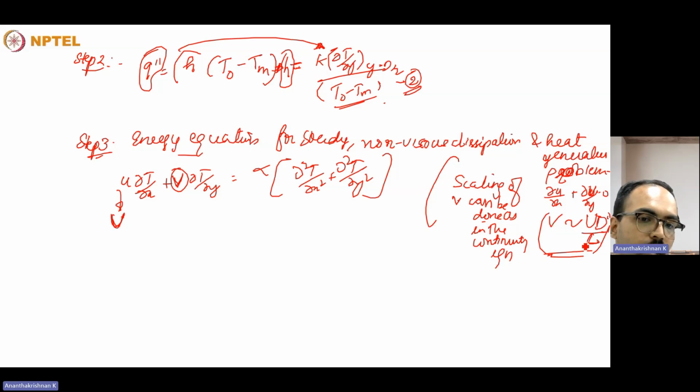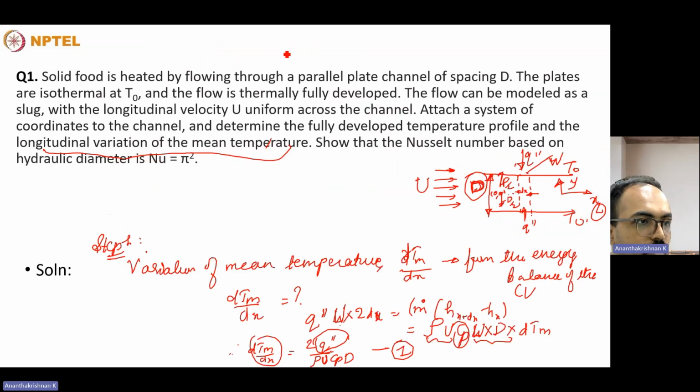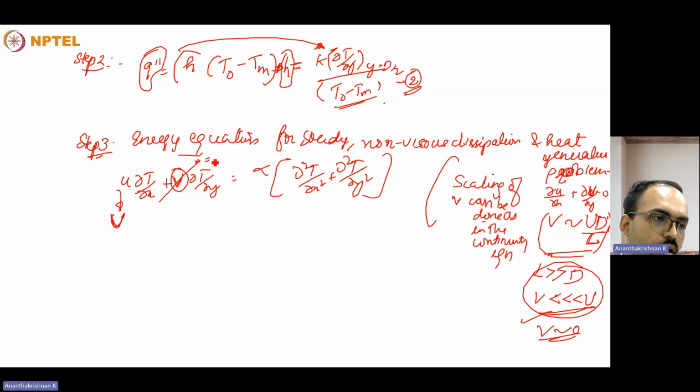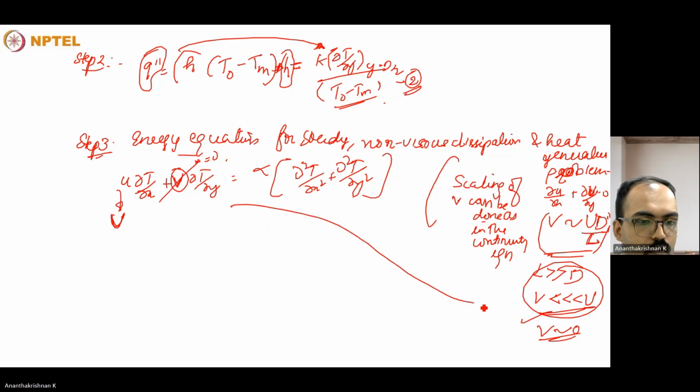So if we assume that L is very much greater than D, which is the case of parallel plates, where the dimension of D is much less than that of L, then V will be very much less than U. So we can assume V to be approximately equal to 0. Because of that, this term will become equal to 0. Substituting back, we get V approximately equal to 0.